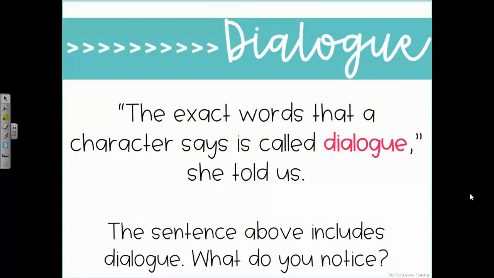And when we have dialogue in the books that we read, or when we write dialogue in our stories, when we have our characters speaking to one another, we need to remember to use quotation marks, commas, and all kinds of other rules that we're going to talk about today.